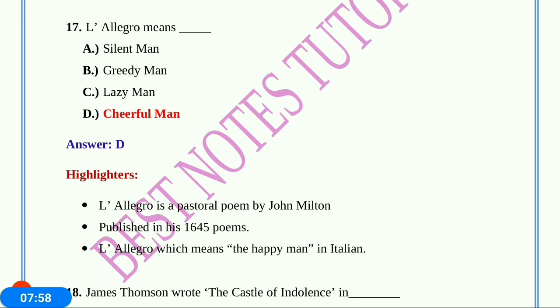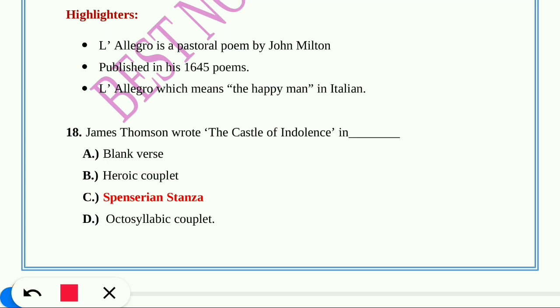1953. L'Allegro means silent man, greedy man, lazy man, or cheerful man? Your answer is cheerful man, happy man. L'Allegro is a pastoral poem by John Milton, published in his 1645 Poems. L'Allegro means the happy man in Italian.